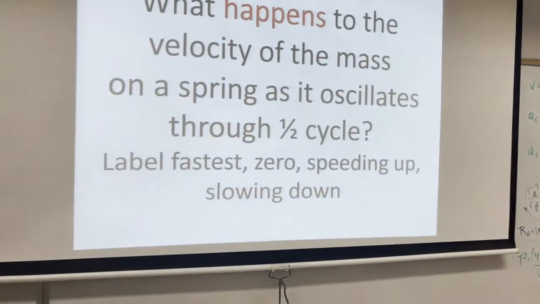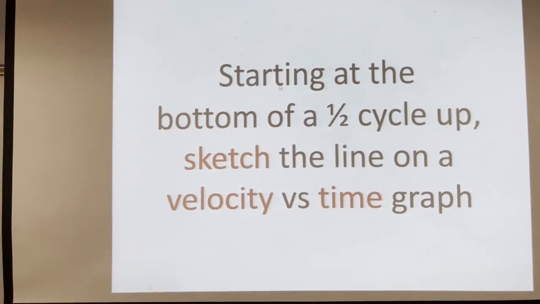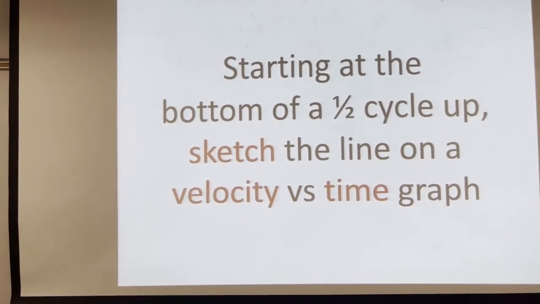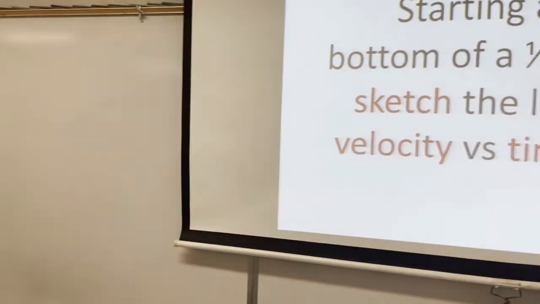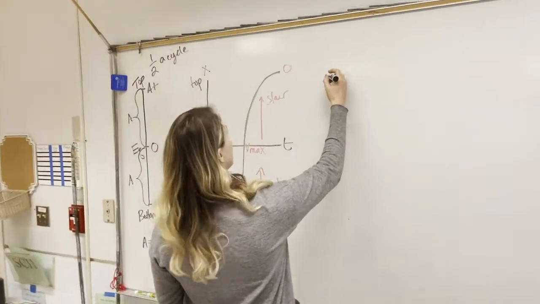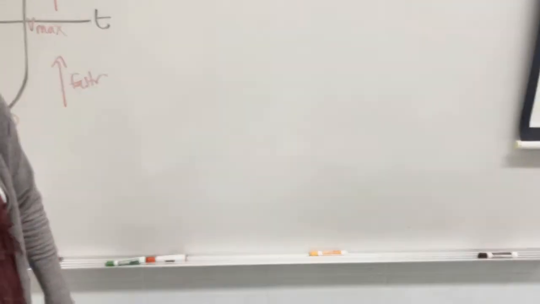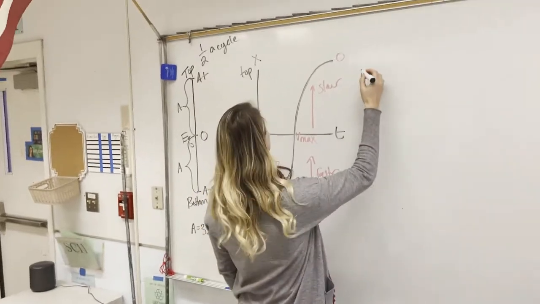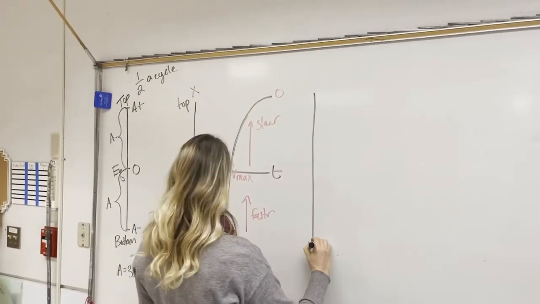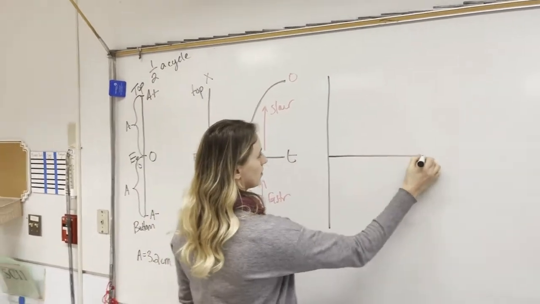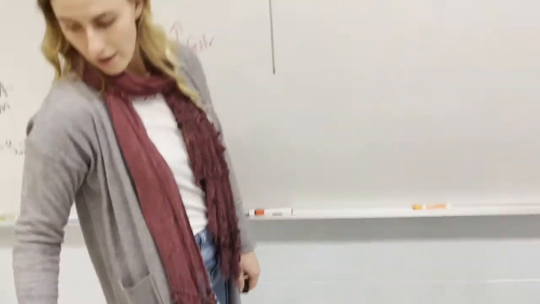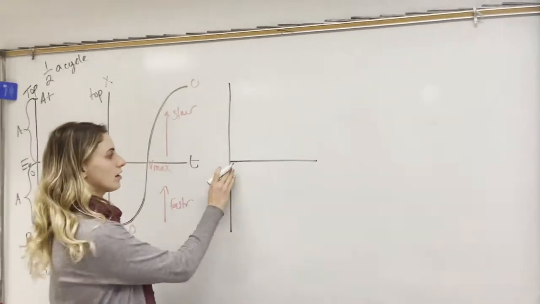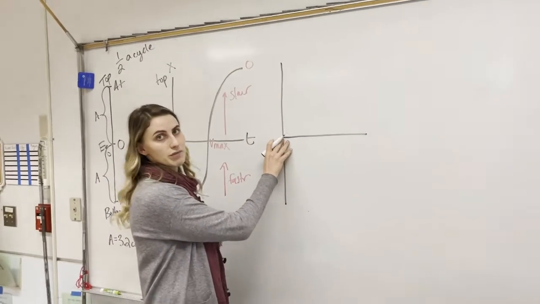Okay, moving on to our next one. Starting at the bottom of a half cycle, sketch the line on a velocity versus time graph. What is that one? Look at your thing here. Oh yeah, so we just did the same thing right here. Except it's this one. Well, you don't want the bottom part?